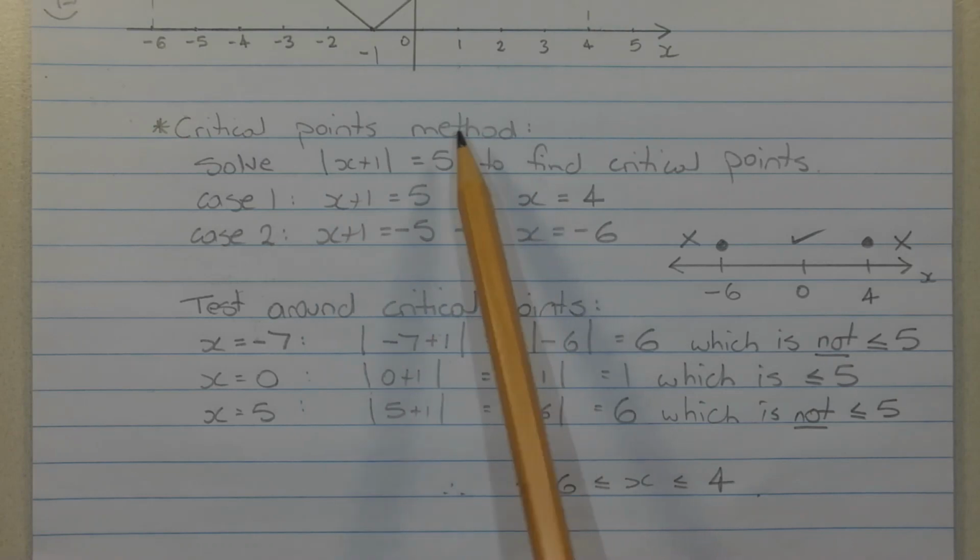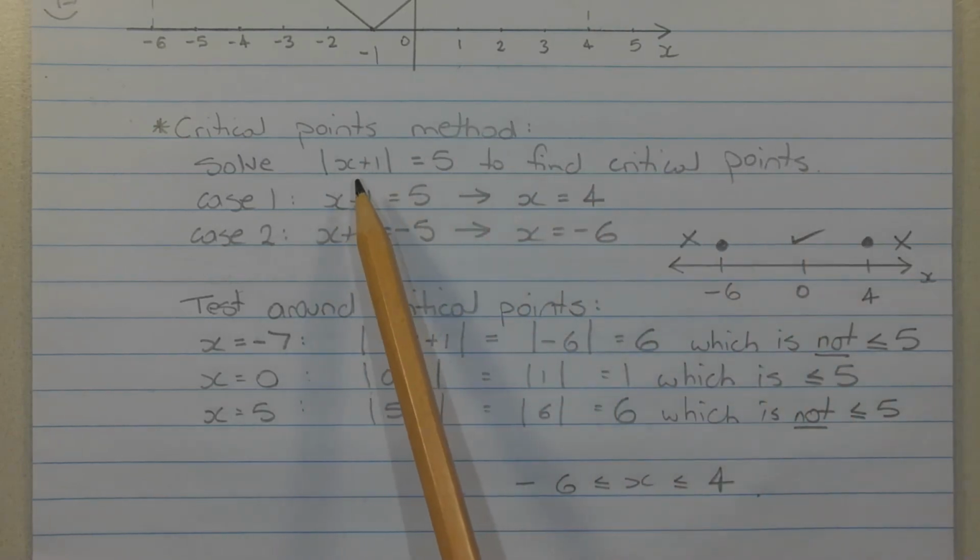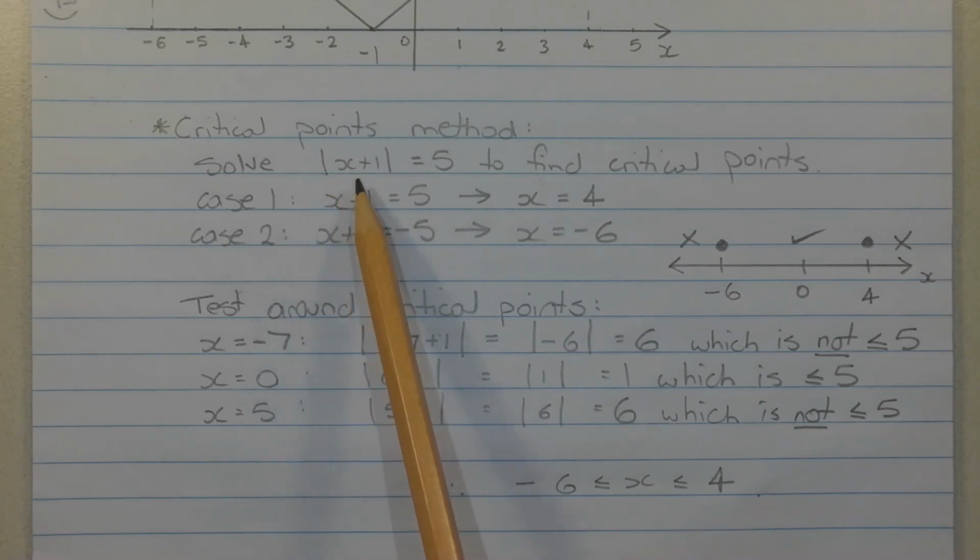For the critical points method solution, the first step is to find the critical points by solving the equation the absolute value of x plus 1 equals 5. Once we find those critical points, I'm going to test the original inequality, that is the absolute value of x plus 1 less than or equal to 5, using values around those critical points to check if that inequality is true or false for those values that we've tested.